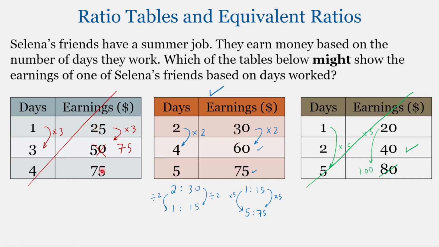Each table shows 3 ratios, but only in the middle table are those 3 ratios equivalent ratios. And equivalent ratios is what we expect if the earnings are based on the number of days worked.